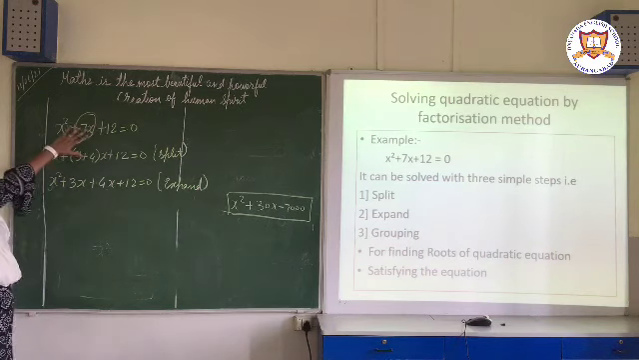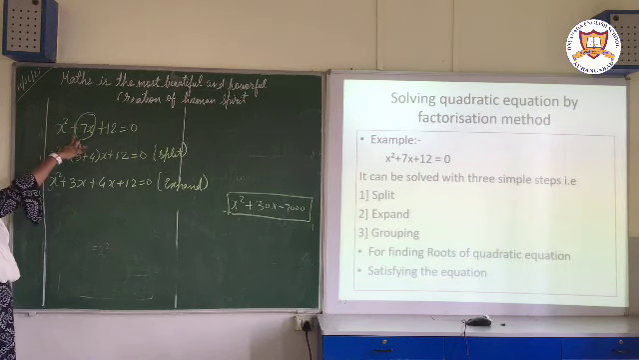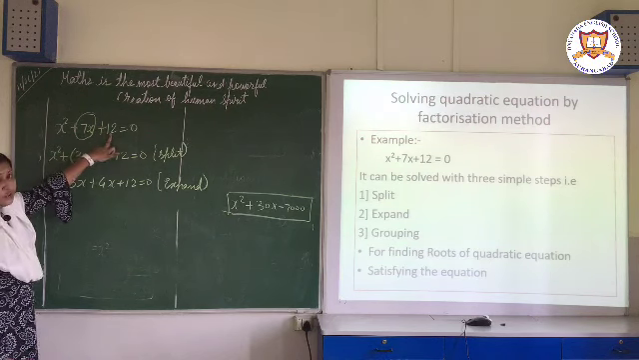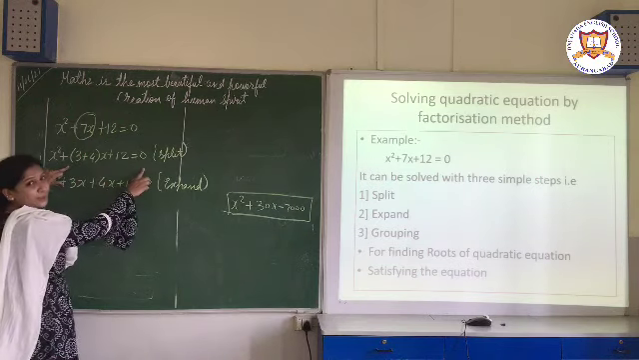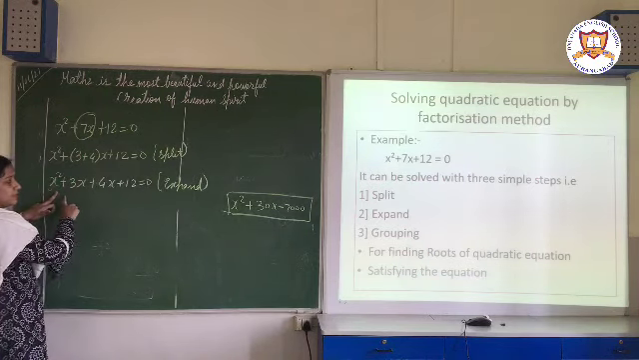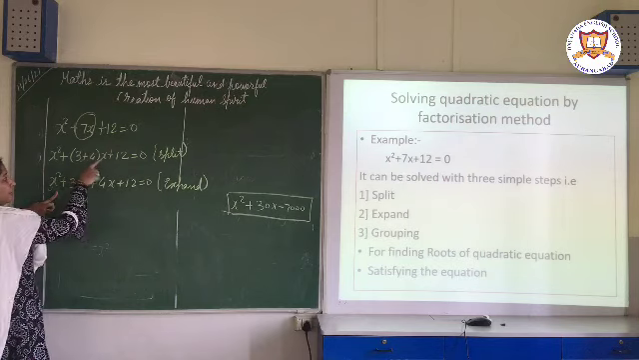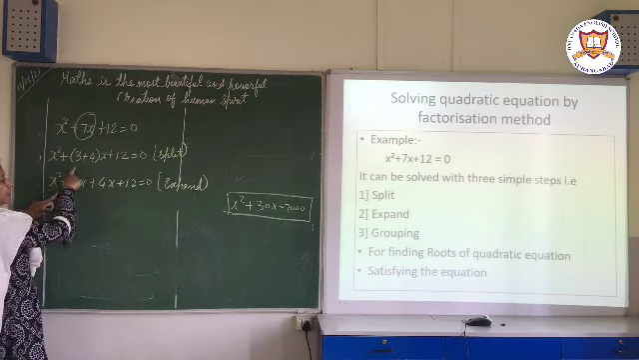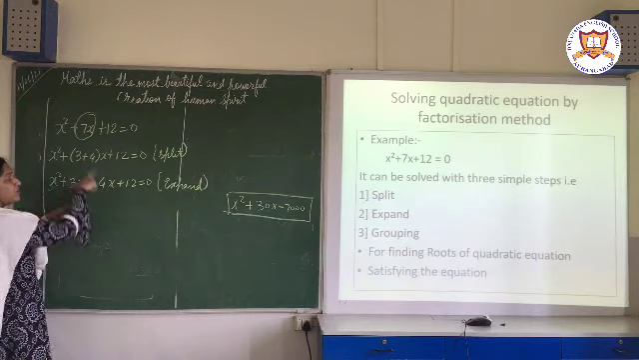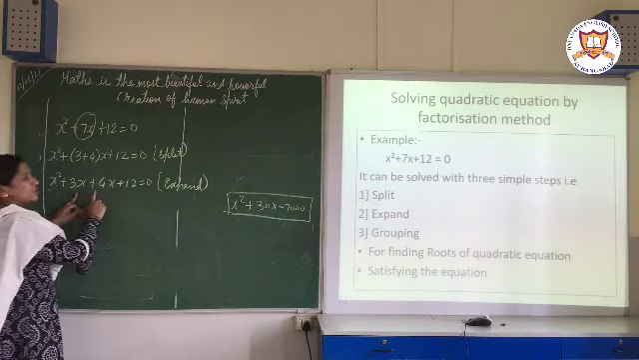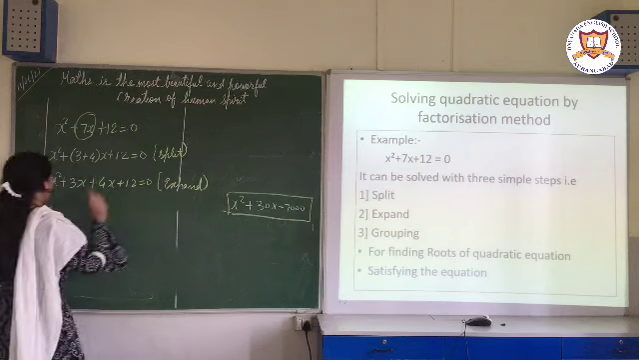What have we done in this step? See, first we found such factors of 12 whose addition is 7, that is 3 plus 4. So, here we have done splitting in this step. In the second step, what have we done? We have multiplied x by 3, that is 3x, then by 4, that is 4x, and 3x plus 4x gives you 7x only. So, this step is called expanding.